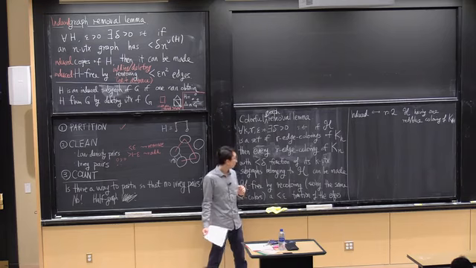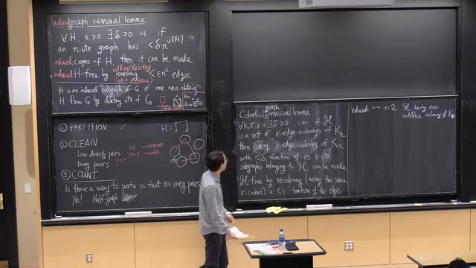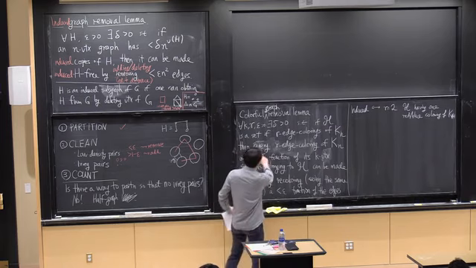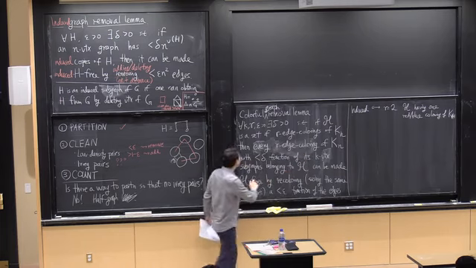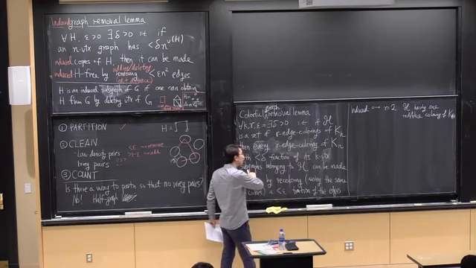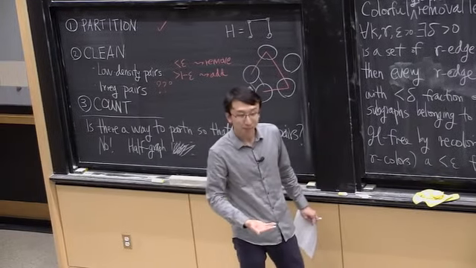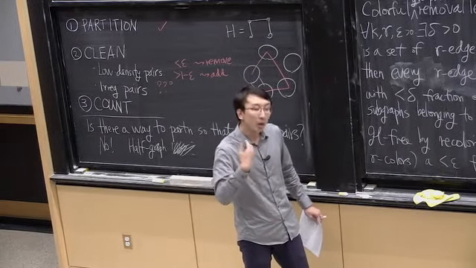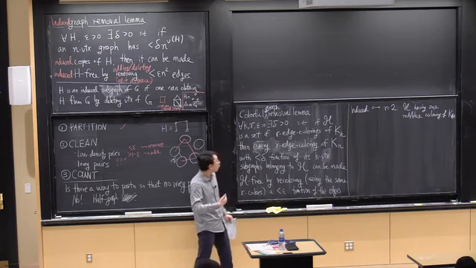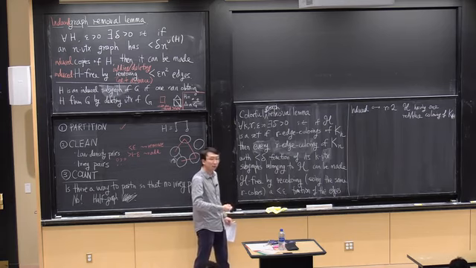Yeah? So like after then, the statement after then is a really long sentence? Yep. Okay. So every red-blue edge coloring of K_n with a small number of patterns can be made H-free by recoloring a small fraction of the edges. Like in the triangle removal lemma, every graph with a small number of triangles can be made triangle-free by removing a small number of edges.